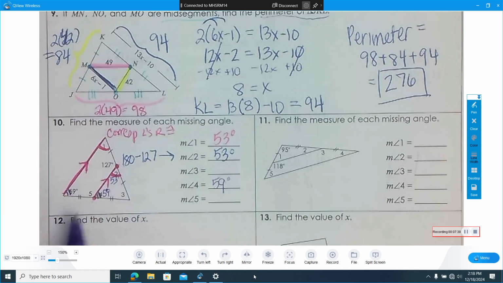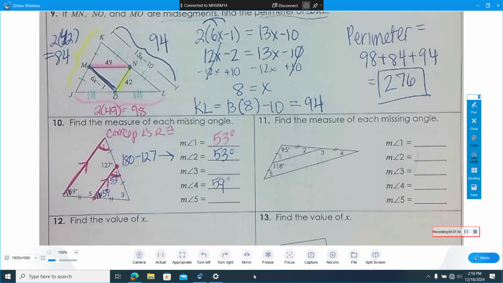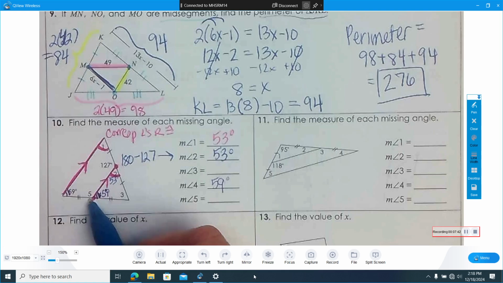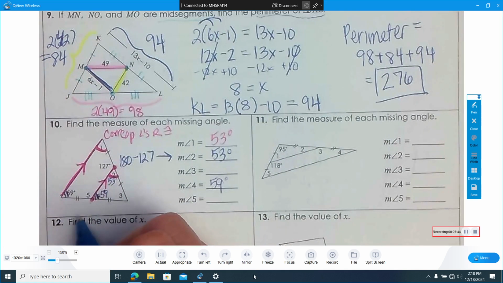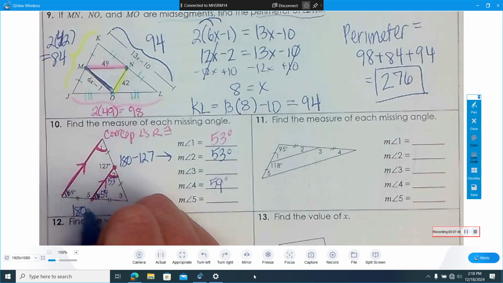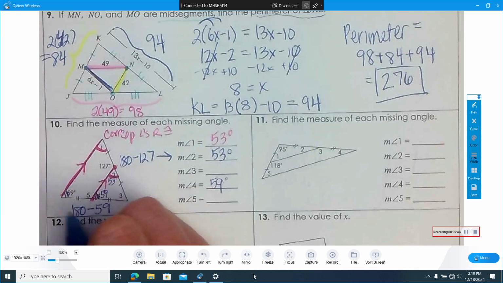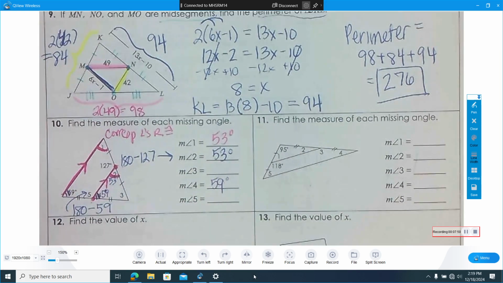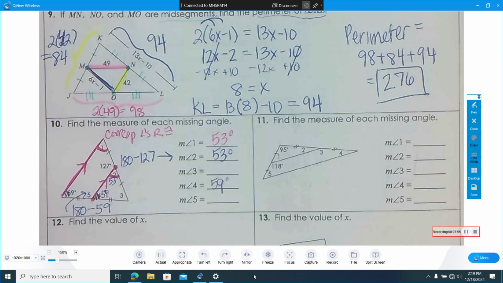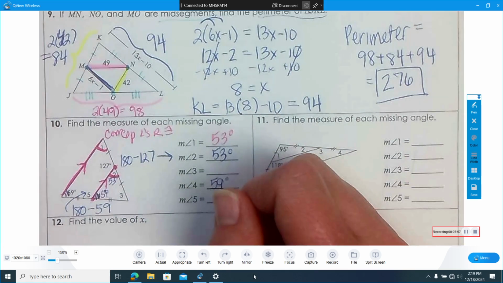Can we figure out the measure of angle 5? How do we find 5? Subtract from 180, yeah. 180 minus 59, that's going to give you angle 5 there, right next door. 180 minus 59, 121, good.